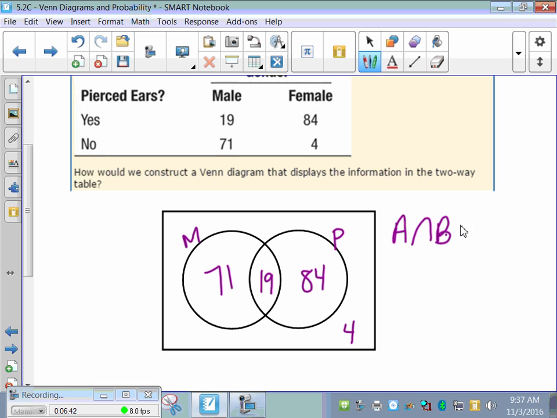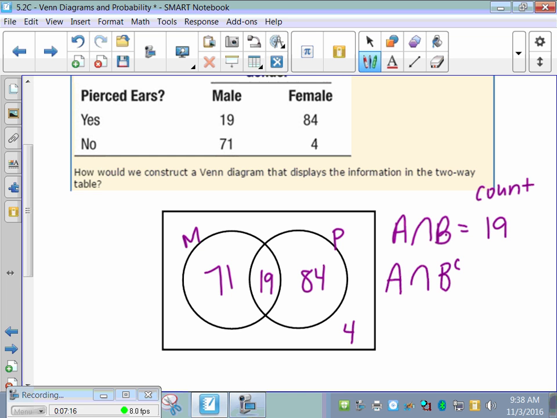Oh, Venn diagrams. Okay. So the first one, let's get our symbols right. We've got A intersect B. Again, A is male and B is pierced ears. So that's really our male and our pierced ears combined. All I want is a count on this. So that number is 19.